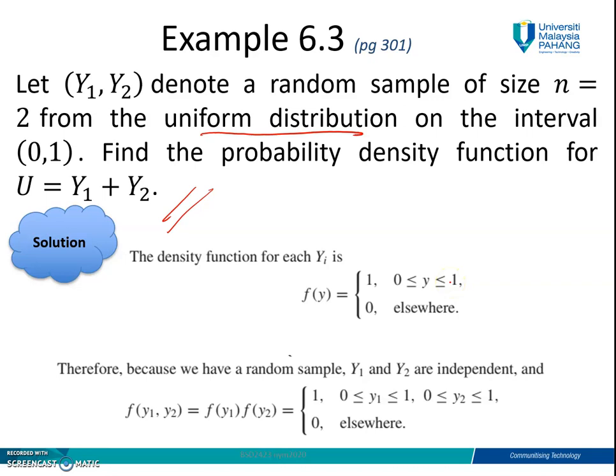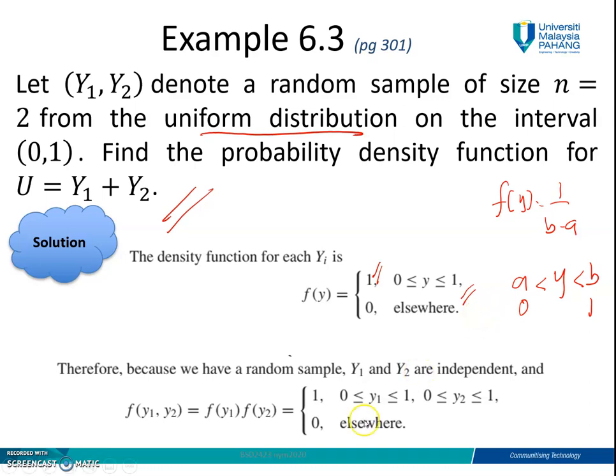Remember, when you have a uniform distribution, the density is 1 over b minus a, where y is between a and b. So when you have 0, 1 here, b minus a is 1 minus 0, and you get 1. So for Y1 this is the density function, and Y2 also has this density function.